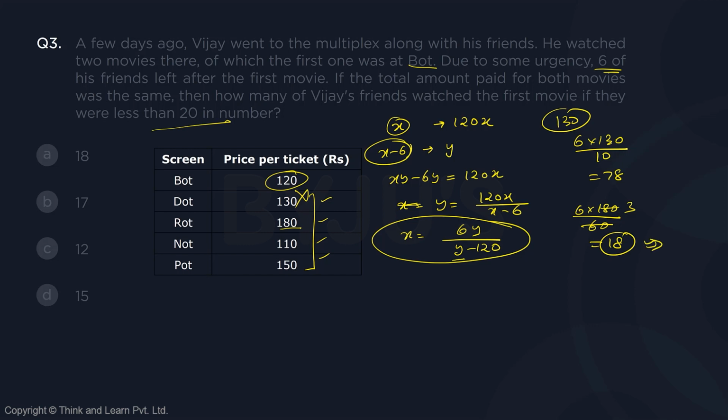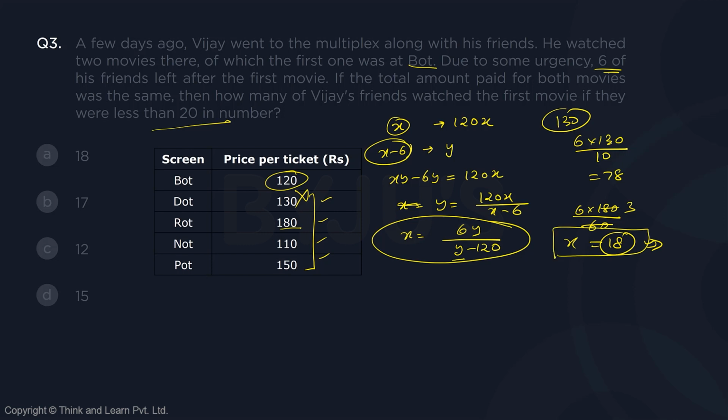Although you can stop it here also, right? Because options are fixed, so answer will be fixed only, right? If one of the options would have been cannot be determined, okay, in that case you can check further values also. So you can stop here, and x is coming out to be 18. So total number of people were 18.